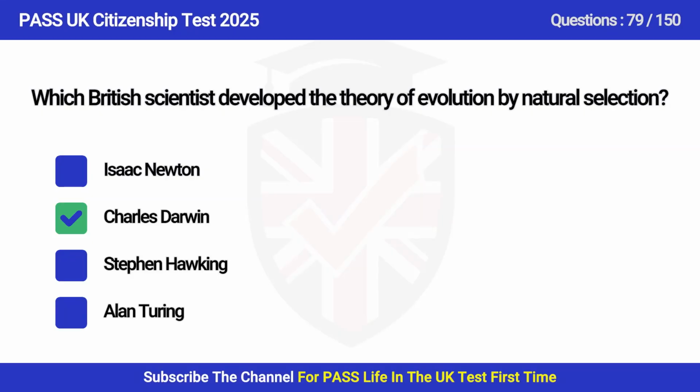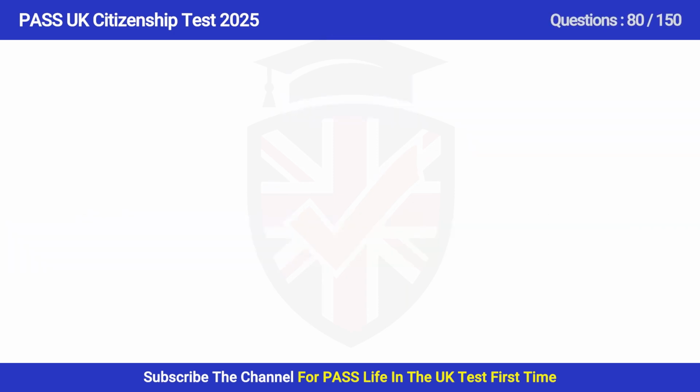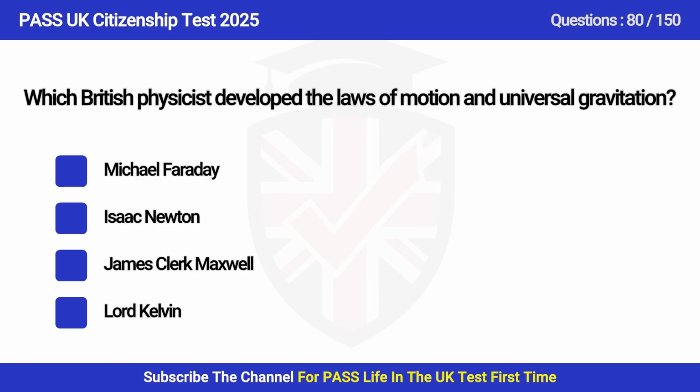Answer is B. Charles Darwin. Darwin's book On the Origin of Species, 1859, revolutionized scientific understanding of life on Earth. Question 80. Which British physicist developed the laws of motion and universal gravitation?